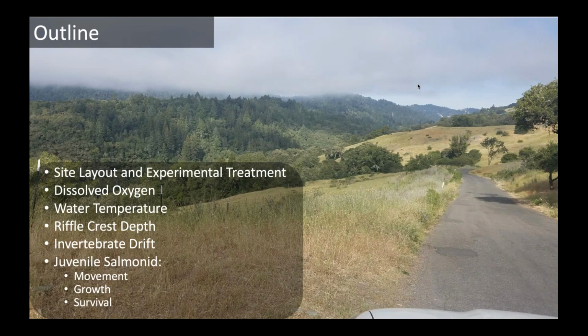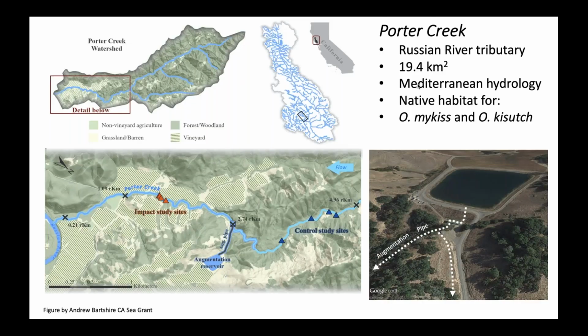So the Porter Creek watershed, as I said, is a Russian River tributary. It's about 20 square kilometers, and it has that Mediterranean hydrology where in many years it's intermittent in late summer. In the wettest years it may be connected, and in the very dry years there may be reaches that dry entirely. And it's native habitat to two salmon species, in particular the steelhead trout, Oncorhynchus mykiss, and coho salmon, Oncorhynchus kisutch, as well as a host of other native fishes. There's sculpin and roach and Sacramento suckers and Sacramento pikeminnow who all reside in the stream, and then a bunch of amphibians and really cool fauna in this environment.